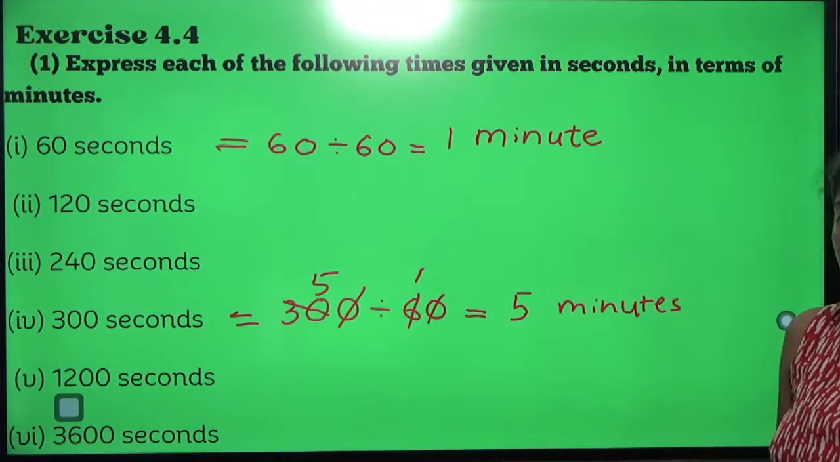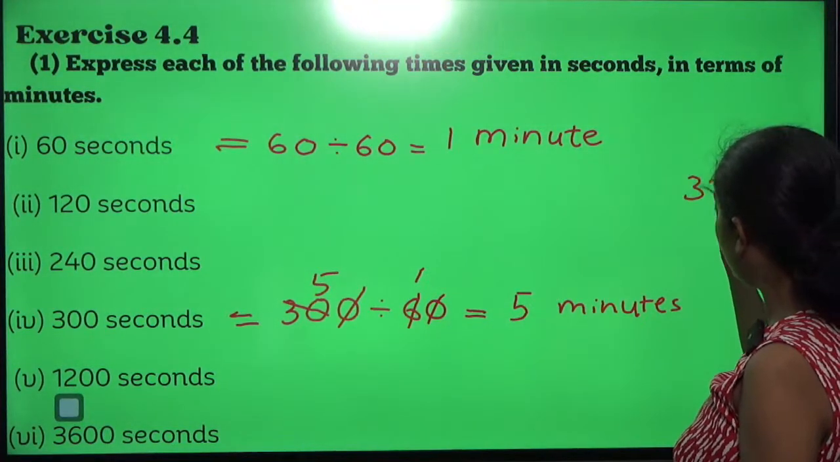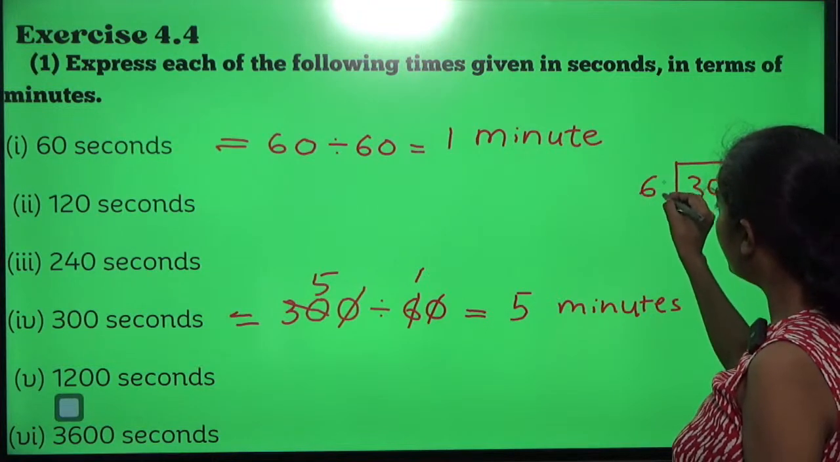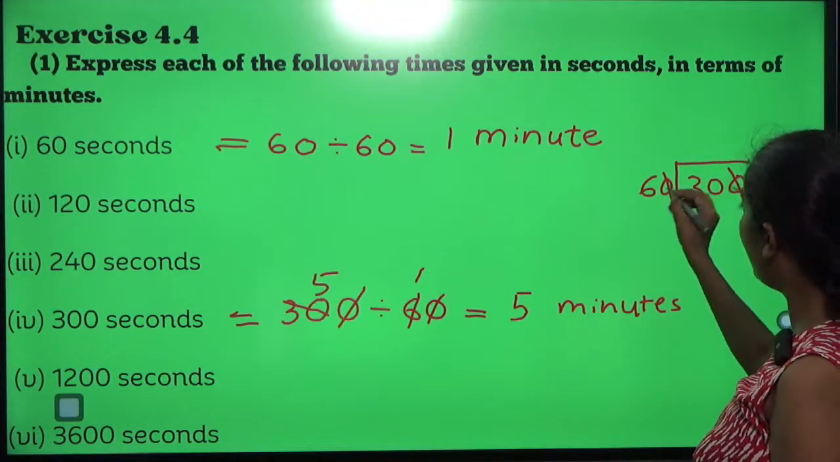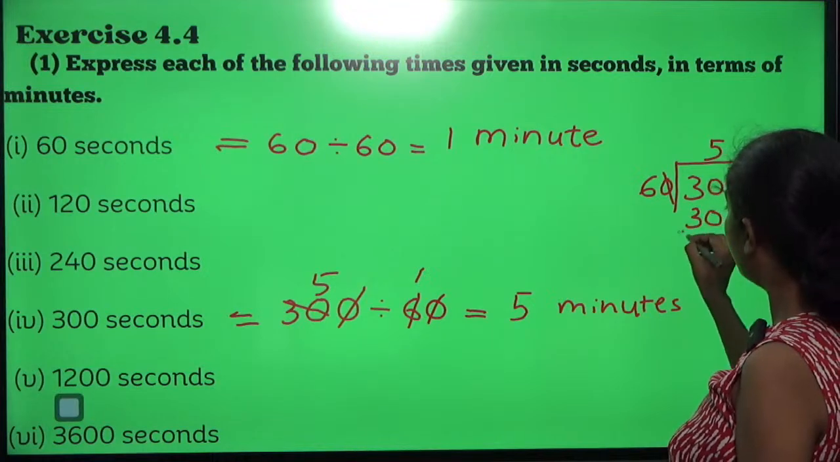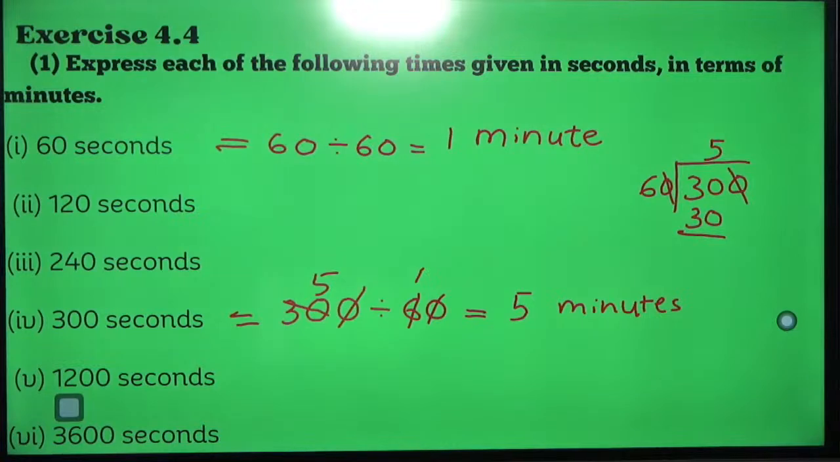If it is difficult to do like this, you can use the long division method. Then 300 you have to divide by 60. We can remove the 0. For 30, how many 6 are there? 5. 6 into 5, 30. Then you will get the same answer. Okay.